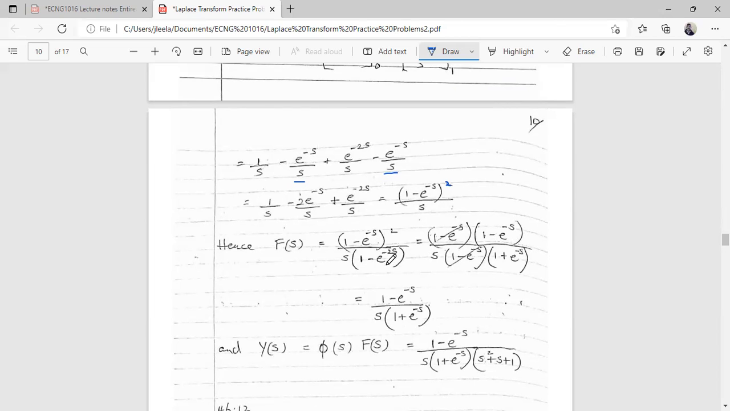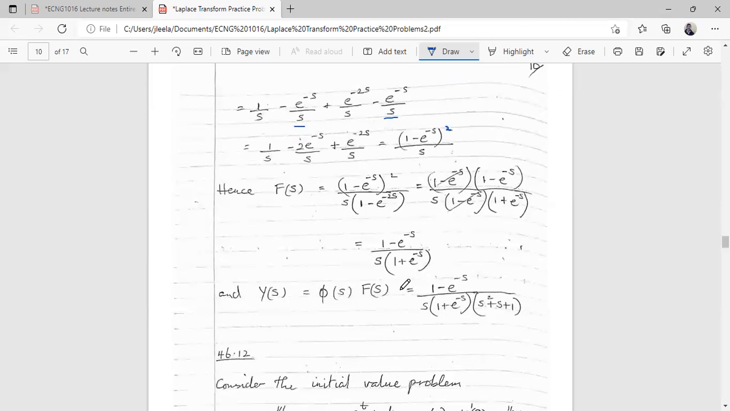And then this denominator here is the difference of two squares, right? So you could write this as 1 minus e to the minus s into 1 plus e to the minus s. And then the part on top is squared, so you have 1 minus e to the minus s into 1 minus e to the minus s, and these could cancel. So you'll end up with 1 minus e to the minus s over s into 1 plus e to the minus s.